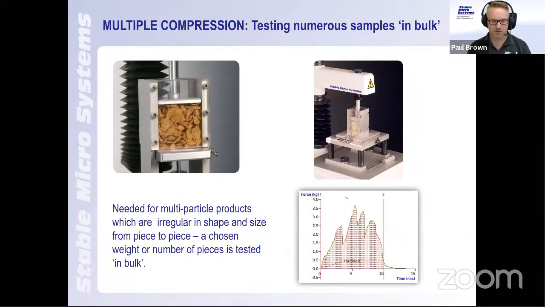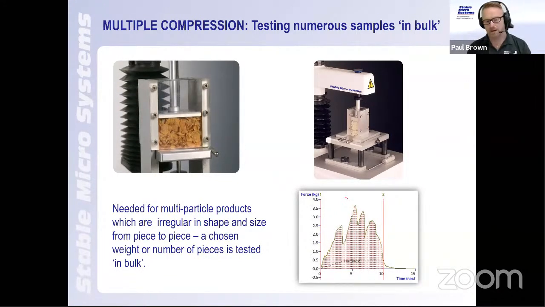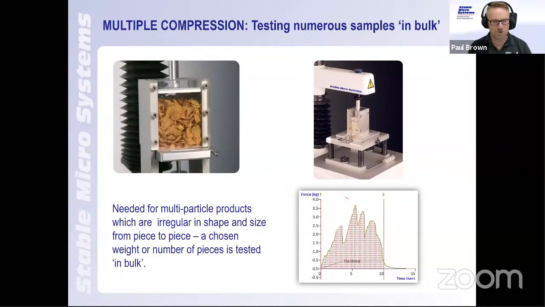Additional compression type tests, we call them bulk testing. If a product is multiple particulates or irregular in shape, non-homogeneous, rather than testing individual small samples, you can test them as a multiple sample altogether. And this gives you a more repeatable test than doing them individually. We call this bulk testing.